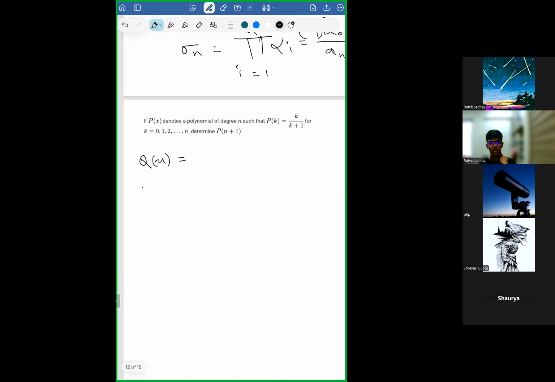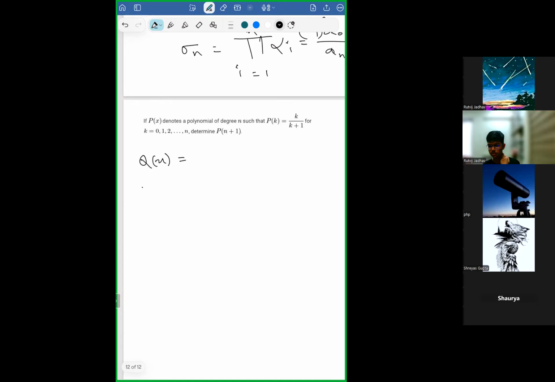See, here we have that P of k is k upon k plus 1, right? If you try to replace k by x, then you have an x plus 1 in the denominator. That's not ideal for a polynomial's definition, right? So you want to somehow remove that denominator. So what would you do for that?